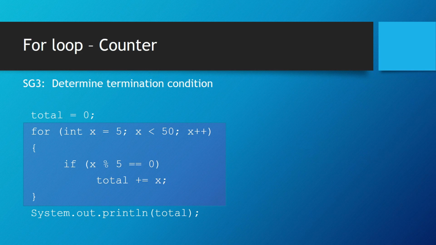For subgoal 3, we determine the termination condition. The continuation condition is x is less than 50. The opposite of that, or the termination condition, is when x is greater than or equal to 50.